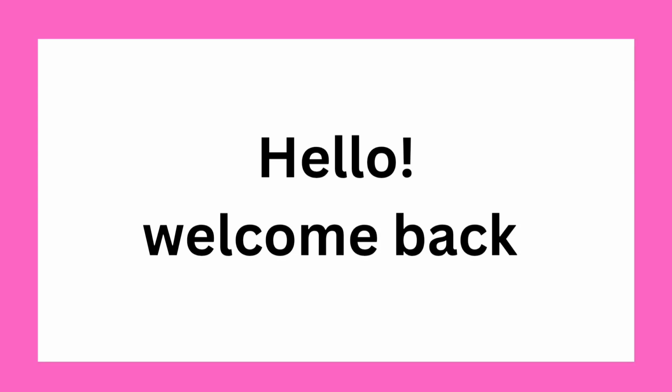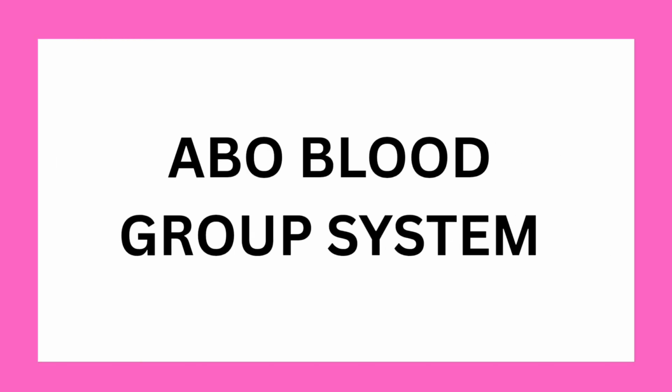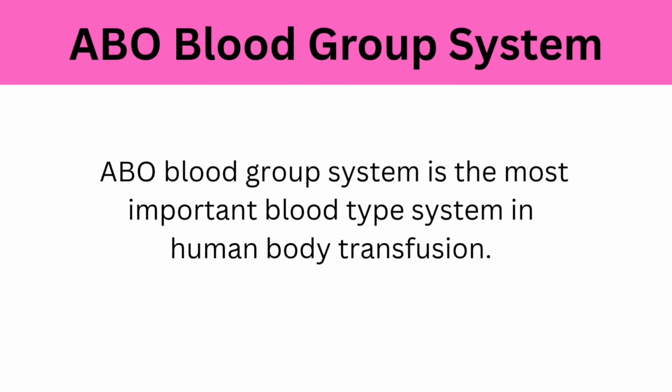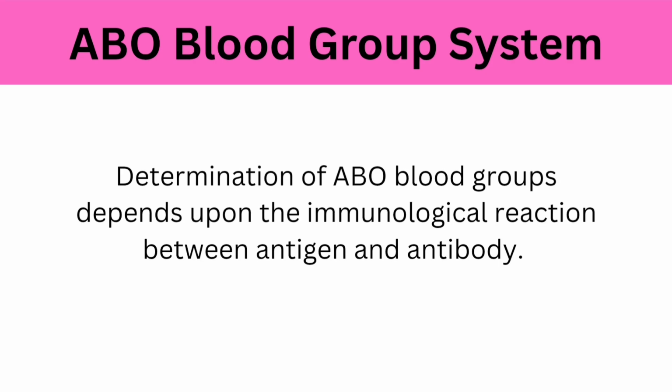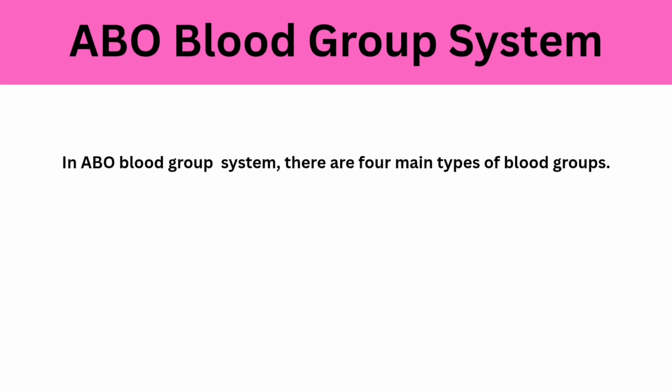Today we are going to discuss the ABO blood group system. The ABO blood group system is the most important blood type system in human blood transfusion. Determination of ABO blood groups depends upon the immunological reaction between antigen and antibody.